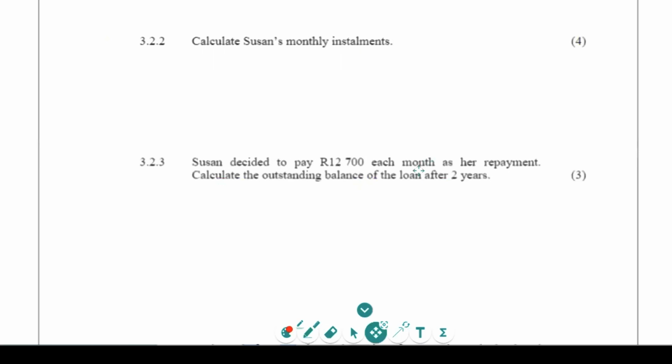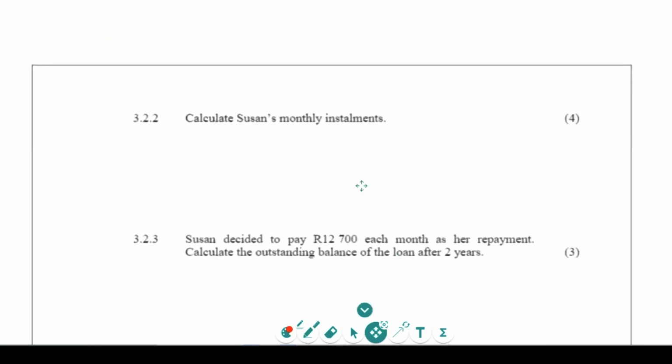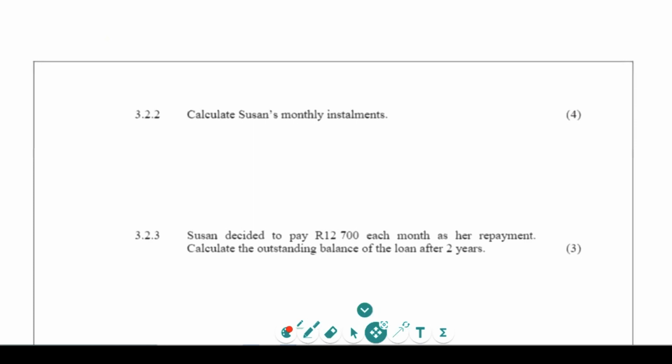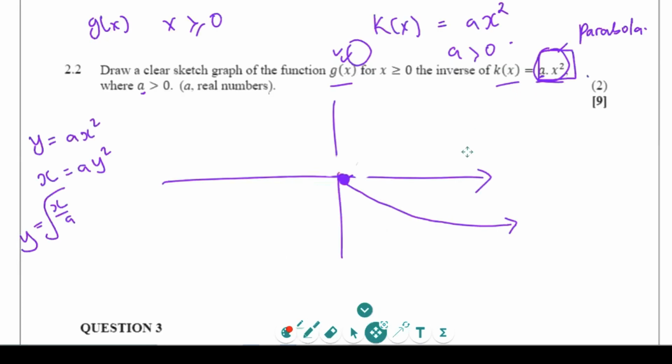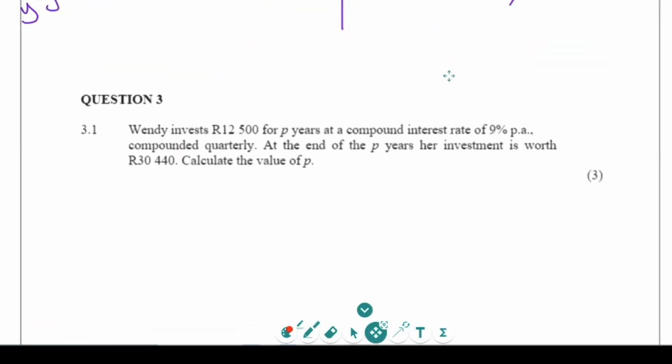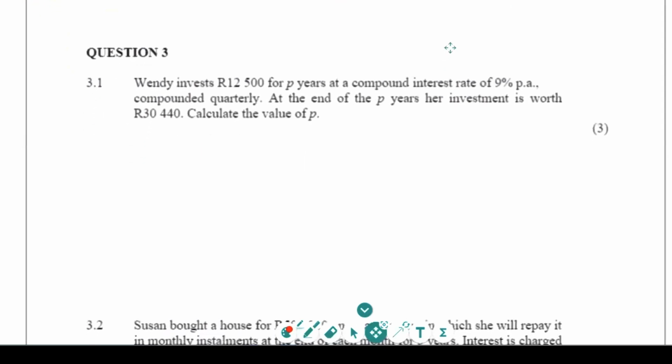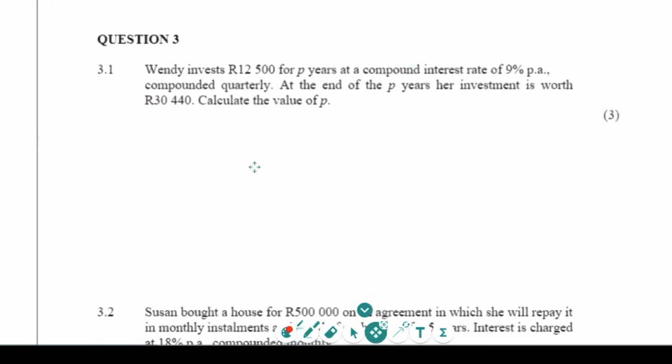With question 3, they're telling us that Wendy decides to invest 12,500 for a number of years that we don't know, at a compound interest rate of 9% per annum, compounded quarterly. And then at the end of those years, our investment is worth this much, the calculated value of P.